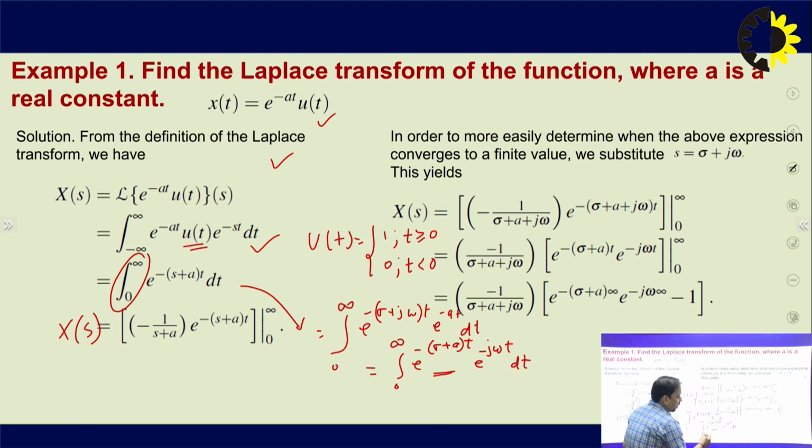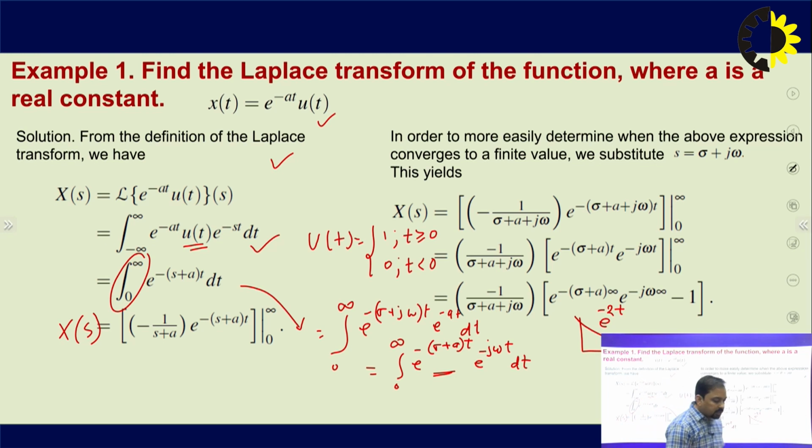So clearly, what is the condition for which this particular transform converges? The answer must be that this quantity, σ plus a, must be greater than 0, meaning an exponential curve of, let's say, e^(-2t) type, exponentially decaying. So σ plus a must be greater than 0. This is the condition for which the transform X(s) will converge.